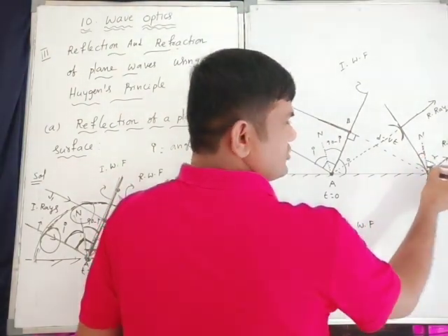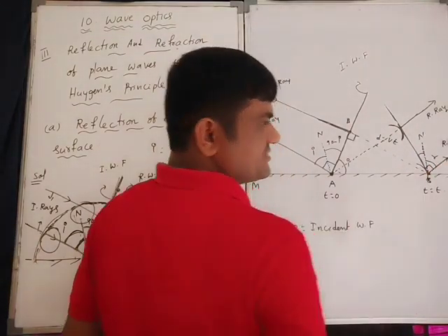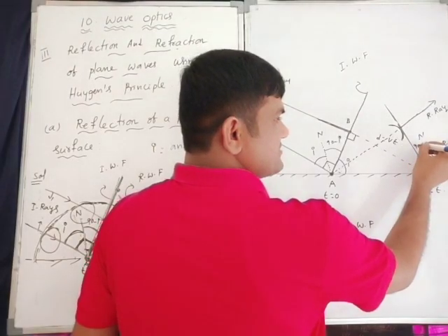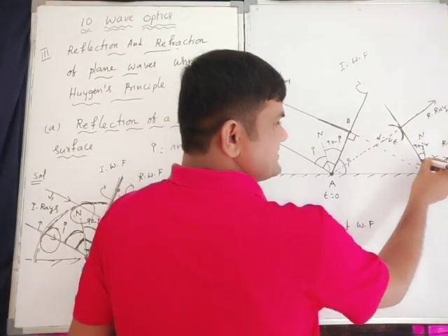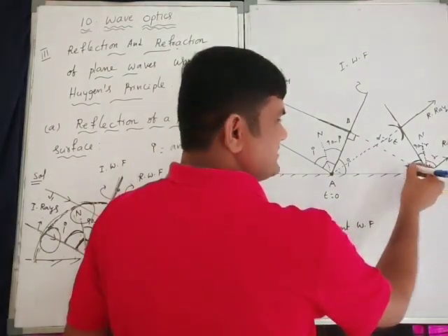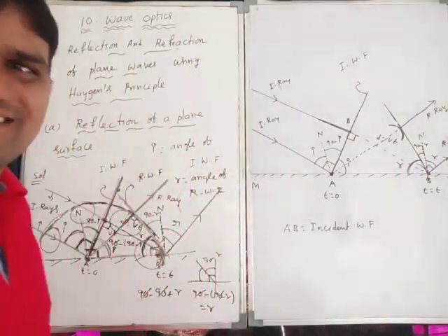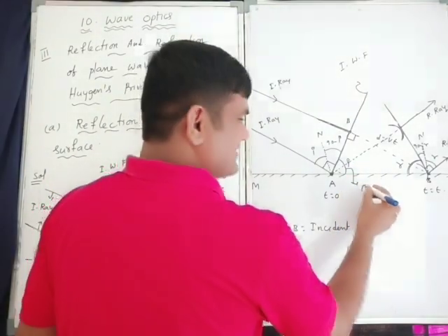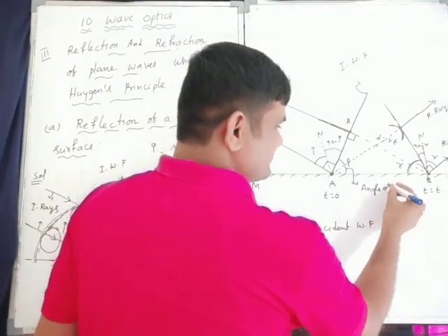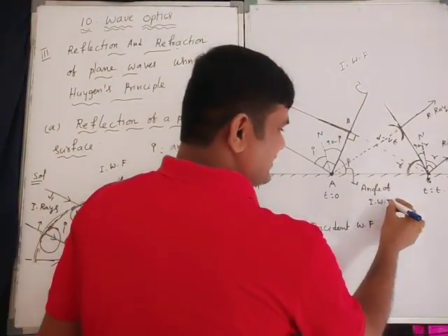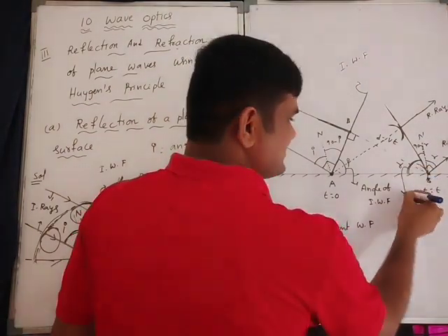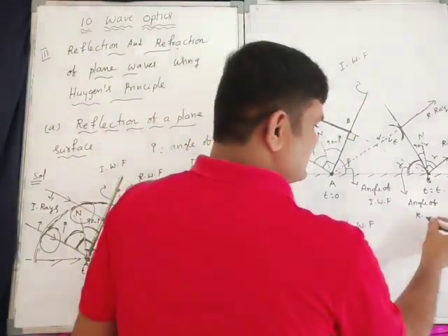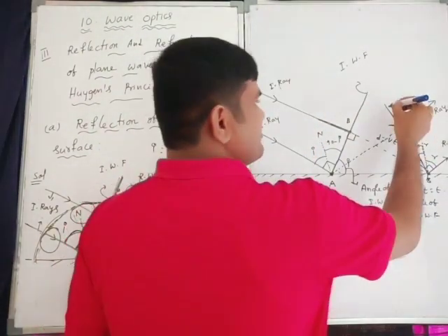You remember from here to here how much? 90 degrees. From here to here 90 degrees. This one is how much? 90 minus R. This angle is the angle of reflection. Okay? This is the I. So this I is nothing but the angle of the incident wavefront. This R is nothing but the angle of the reflected wavefront.